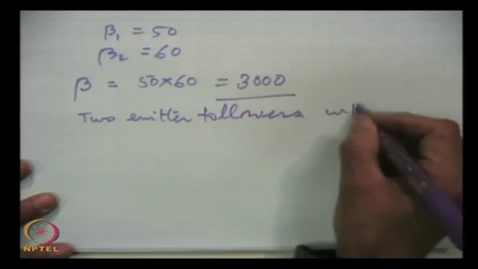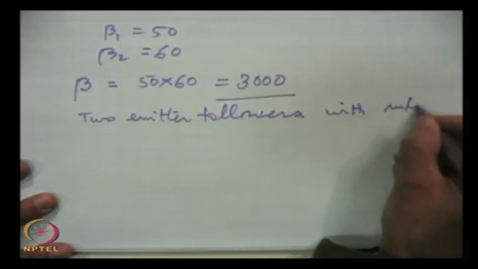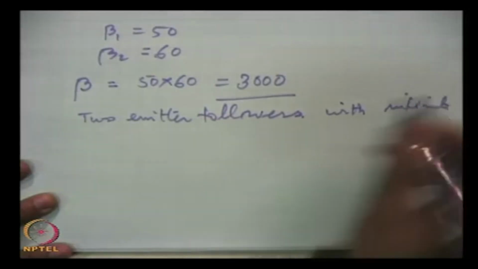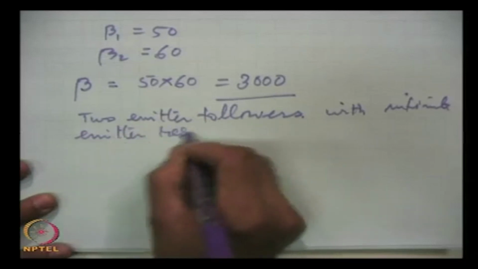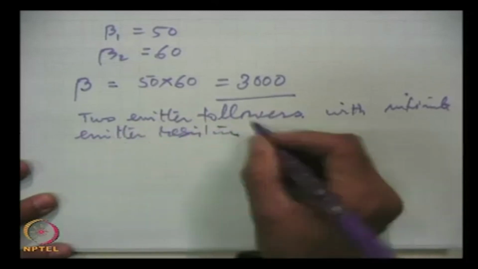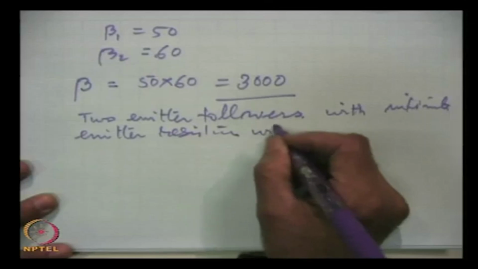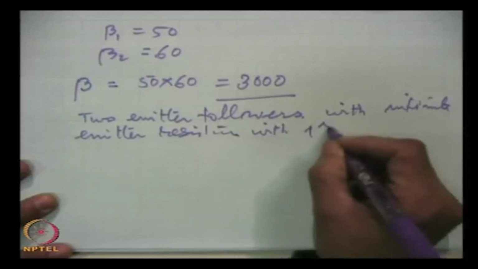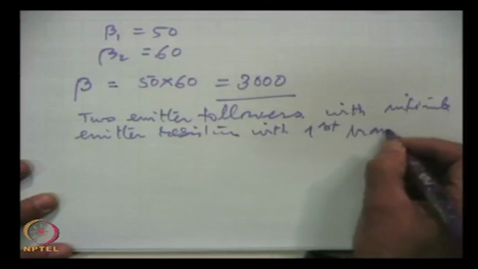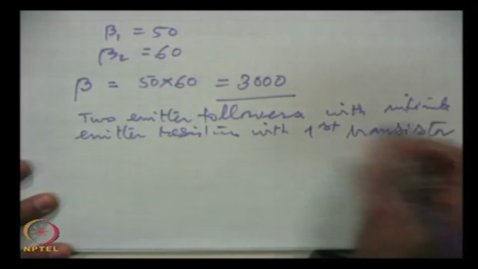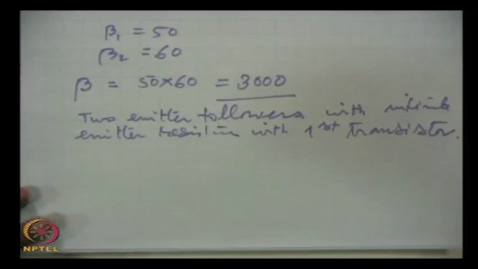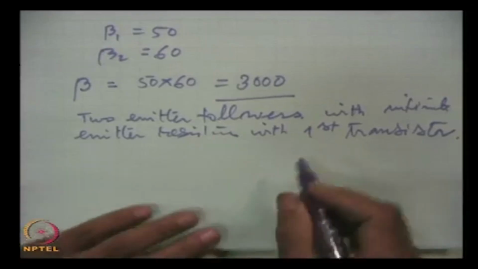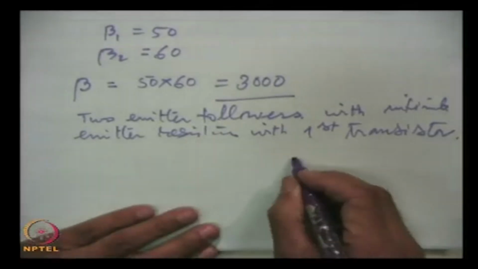with infinite emitter resistance with the first transistor. How can we show that this is so?